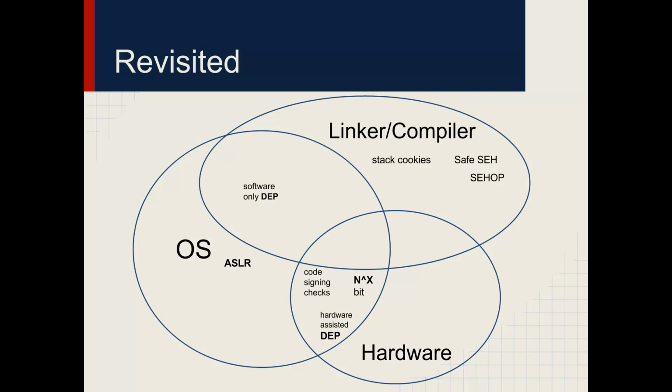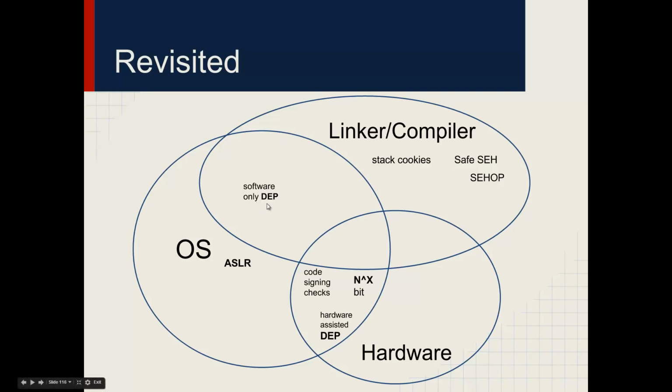So to recap, the linker and the compiler implement stack cookies. Basically, it has prologue and epilogue, either metadata or code, to make sure that when a return is called, the cookie, also called the canary, hasn't been overwritten. ASLR is usually implemented by the operating system because that has a large role to play when the process space is initialized.